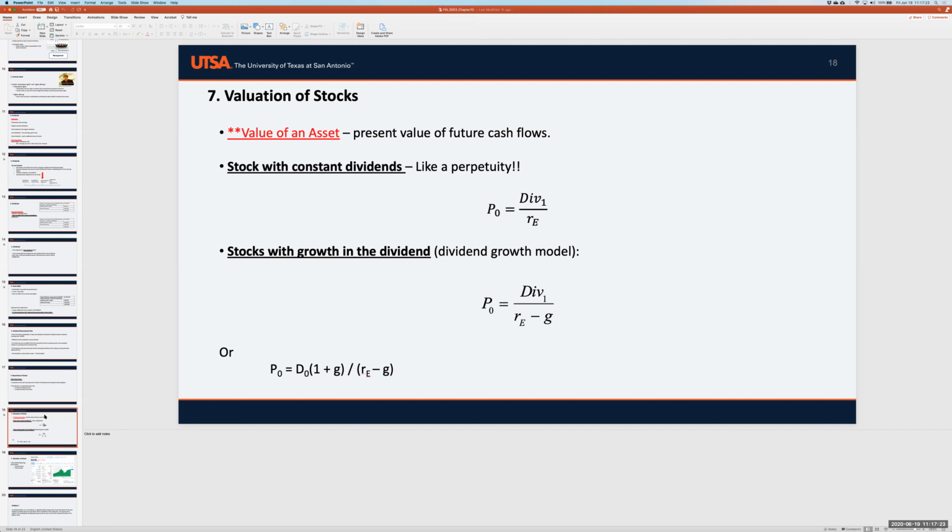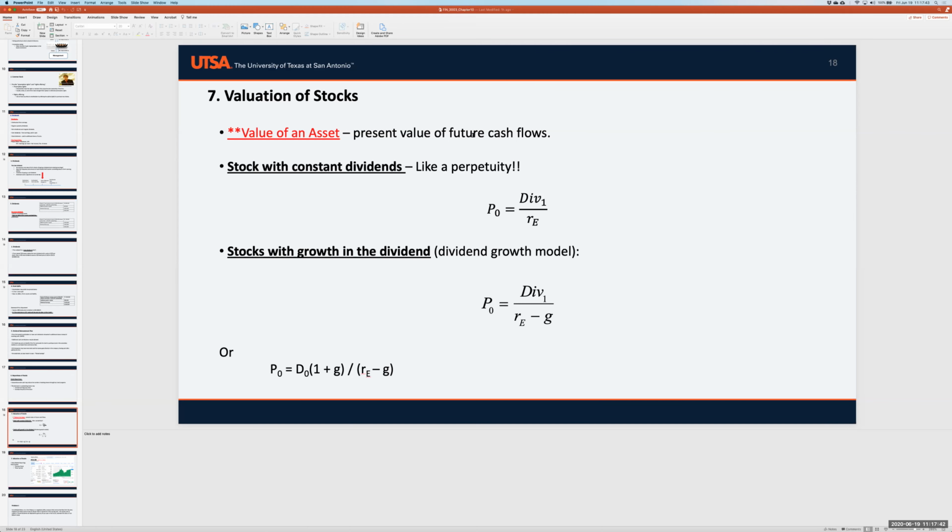The value of an asset is the present value of future cash flow. This is important because you always take into account future cash flows, not the past cash flows. You are estimating the future cash flows, and you're discounting them to today.